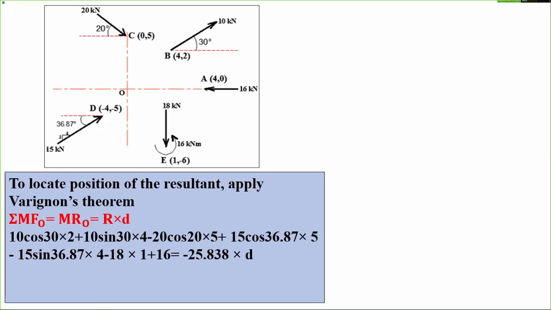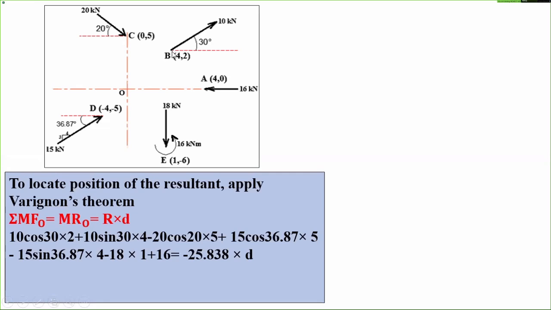Any problem? This horizontal component, 10 cos 30, its moment about O: it's acting towards the right, so its moment will be clockwise. This clockwise moment is considered to be negative. So this is minus 10 cos 30 into the perpendicular distance. How much is the perpendicular distance? For that, I have to refer to this y coordinate. The y coordinate is 2. So it is minus 10 cos 30 into 2. Don't consider this as plus, it is minus because a clockwise moment is considered negative.